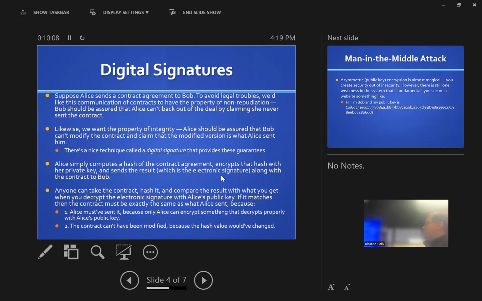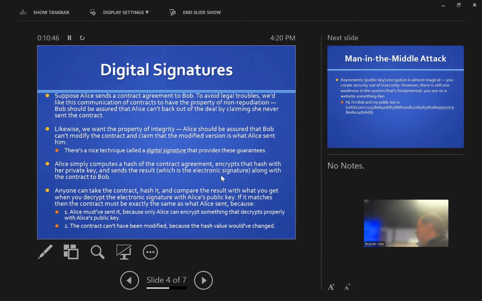So suppose Alice sends a contract agreement to Bob. To avoid legal troubles, we'd like this communication of contracts to have the property of non-repudiation. Bob should be assured that Alice can't back out of the deal by claiming she never sent the contract. Can you imagine if we lived in a world like that, right? So you enter into contracts and then people are just like, no, because they're digital, right? So they would just withdraw. So that's the principle, by the way, of non-repudiation when they say they didn't do something.